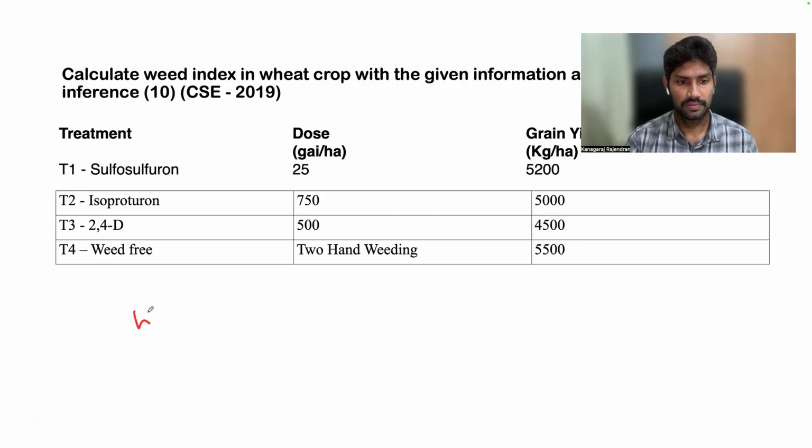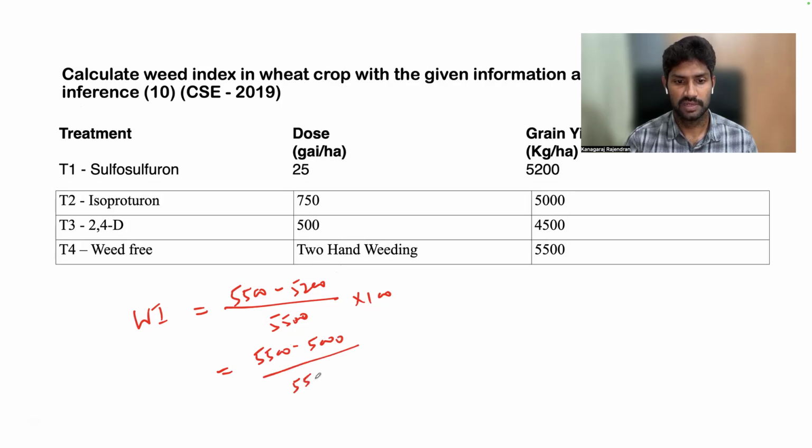So based on this, the weed index for sulfosulfuron is (5,500 minus 5,200) divided by 5,500 into 100. Okay. Then for isoprotron, we have to apply the same formula: 5,500 minus 5,000 divided by 5,500.